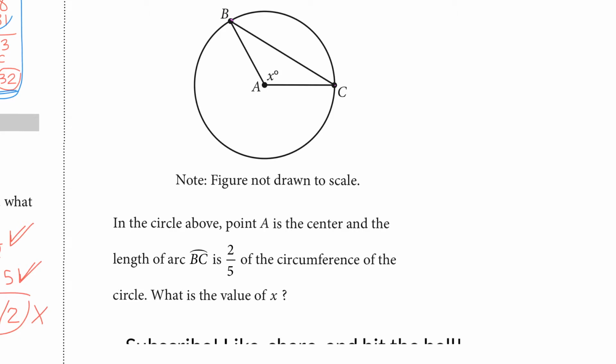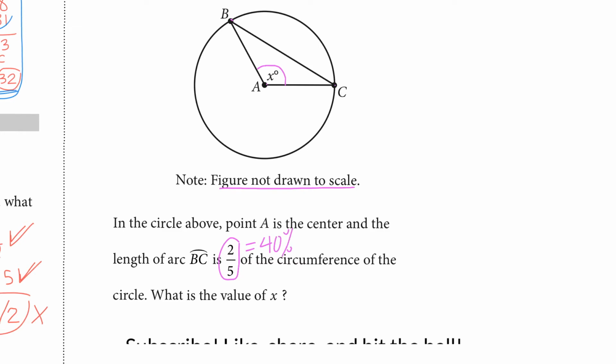Okay, so we're on problem number 20, which is the last one. And we have a circle, and it's indicated here that the figure is not drawn to scale. And in the circle above, point A is the center, which is right here. And that means that this angle is the central angle. And the arc BC is 2/5. 2/5, by the way, is 40%, so it's 40% of the circumference.